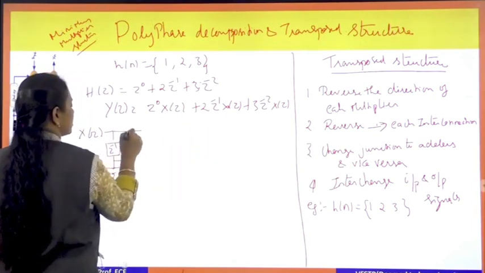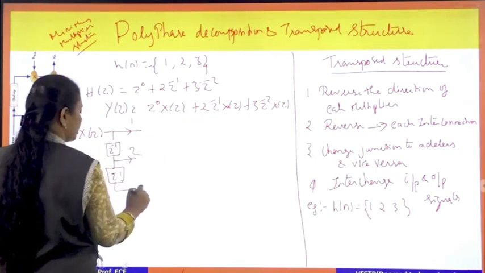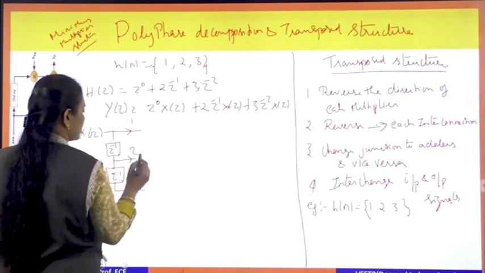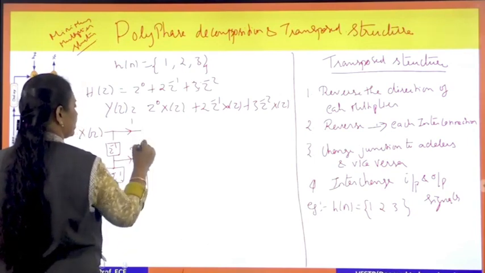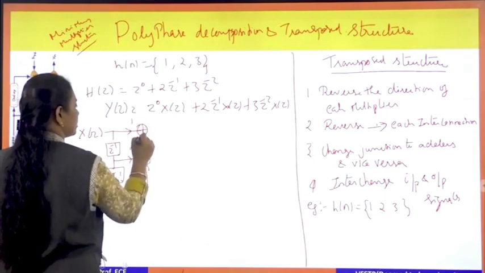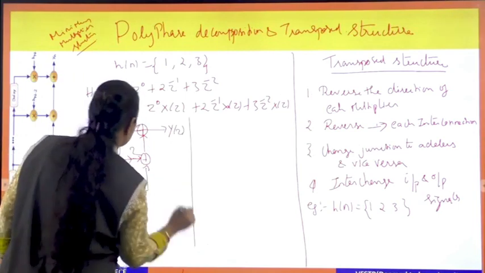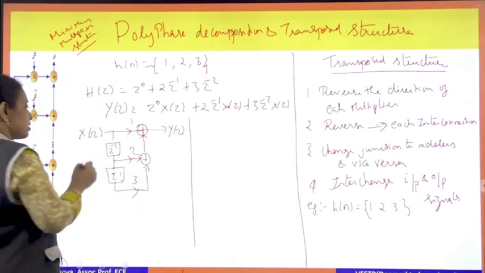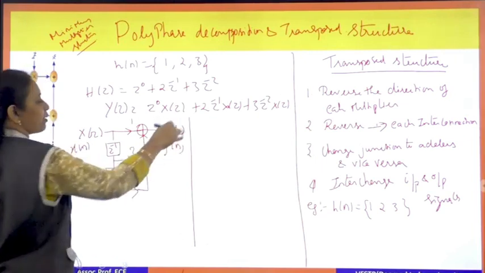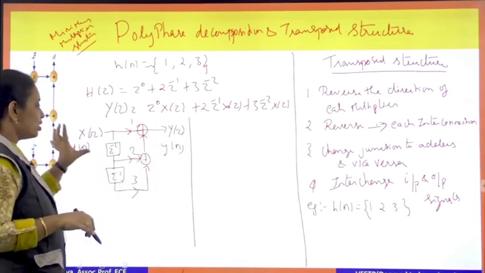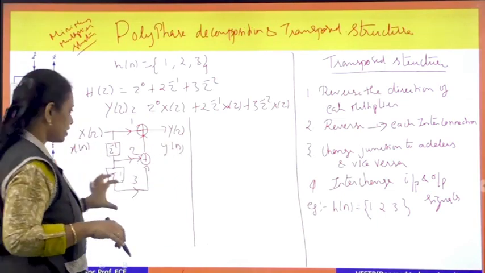So first it is 1, here for 2, another delay is there, it is for 3, and I have to put an adder, add it. This is my output Y of z. Otherwise I can write this is my input x of n, this is my output y of n after taking inverse z transform. So this I have to convert into transposed form. So let us do it.